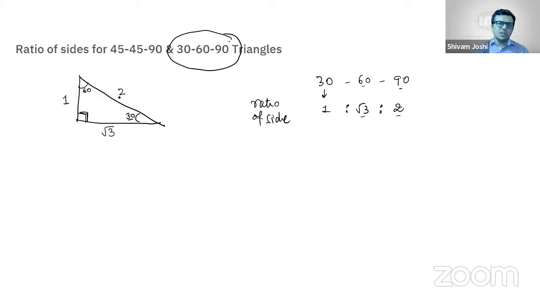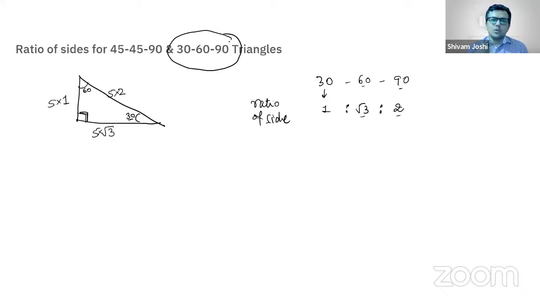Now the measures can change, but the ratio will still remain the same. So instead of 1, root 3, 2, if you multiply everything by 5, this becomes 5, 5 root 3, 10, which are still in the same ratio, right?